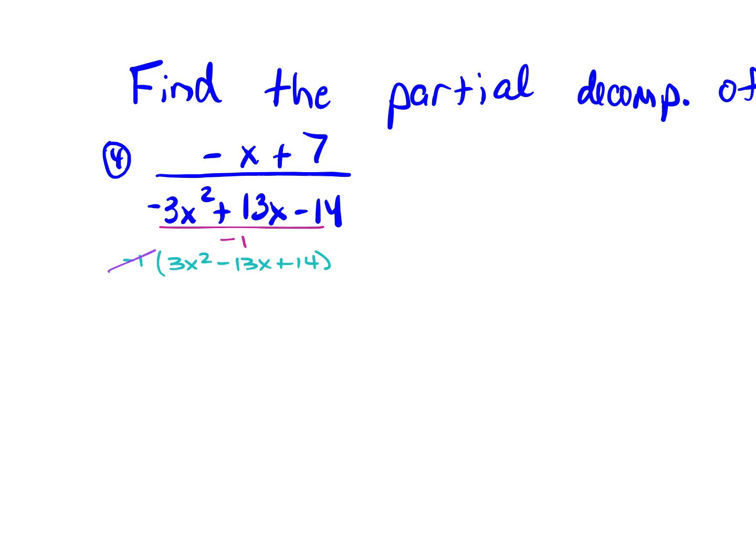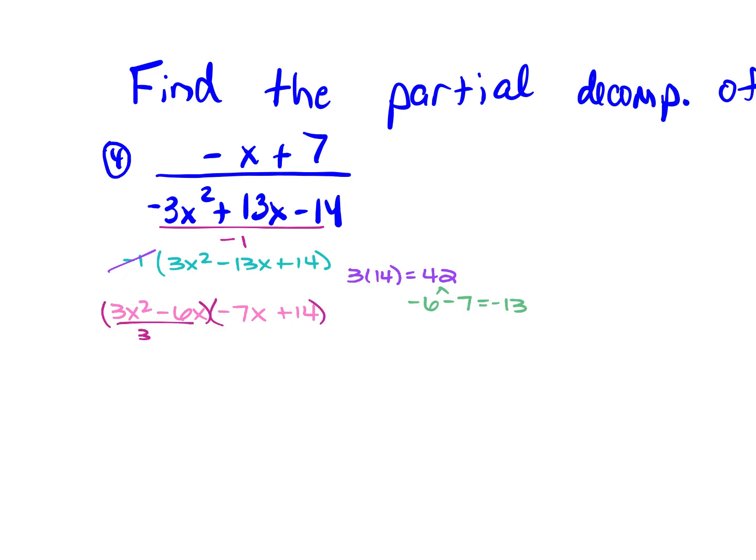Your 3 times 14 is what? 42. The factors of 42 that add up to be negative 13 are negative 6, negative 7. So this gets rewritten as 3x squared minus 6x minus 7x plus 14. We factor this by grouping.